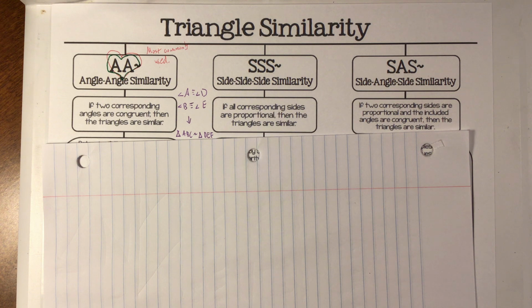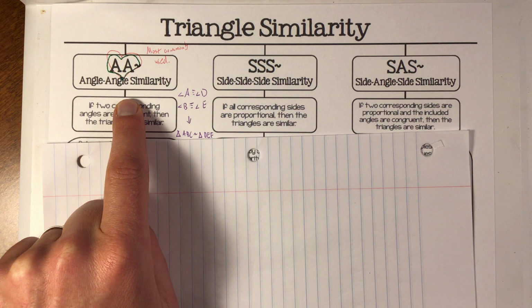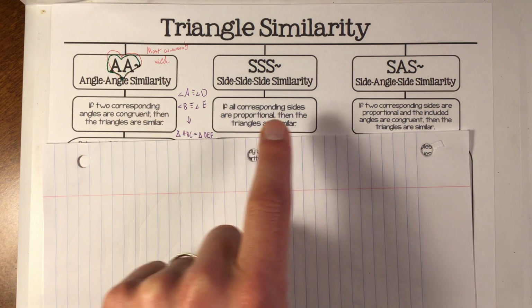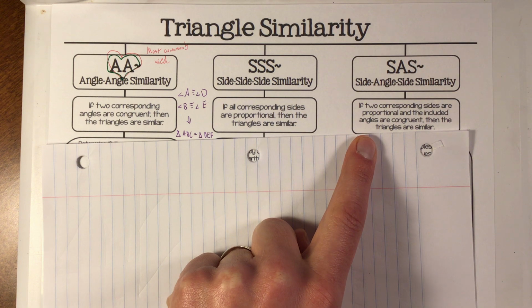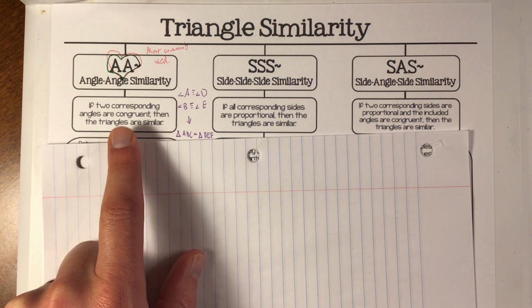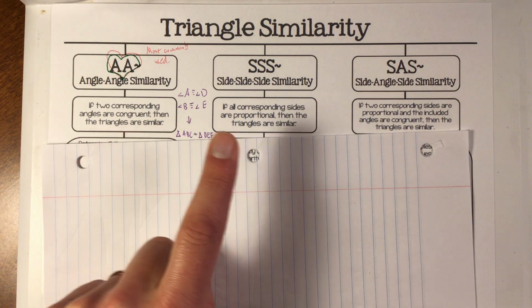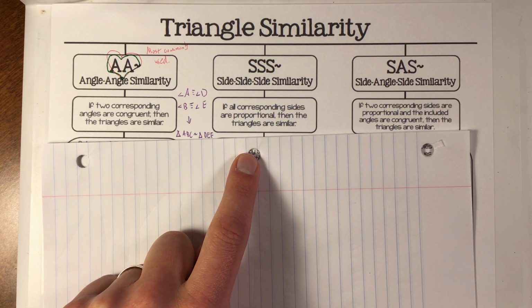For this video, we are going to be, again, proving triangles are similar, just practicing. The three methods for proving triangles are similar: there's angle-angle similarity, this is the one that's most commonly used, side-side-side similarity, and side-angle-side similarity. Now, this is the most commonly used. We've already done a video about that one, so you can look at that if you need to.